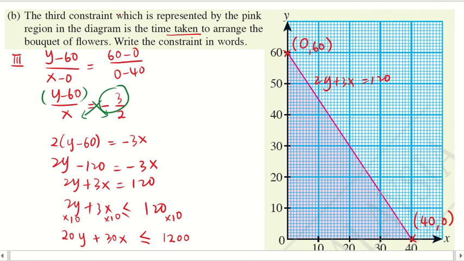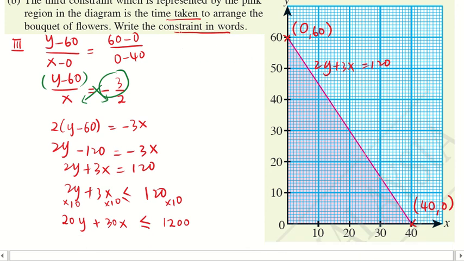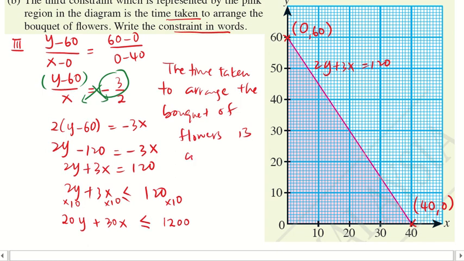Okay, then the question asks you to write the constraint in words. Tulis dalam perkataan. Okay, you have to write the constraint in words. The time taken to arrange the bouquet of flowers is at most, or rather at least, how many? 1200 is in minutes, right? Change into hours. 1200 divided by 60, 1 hour is 60 minutes, right? So we get 20. 20 hours. At least 20 hours. Okay.